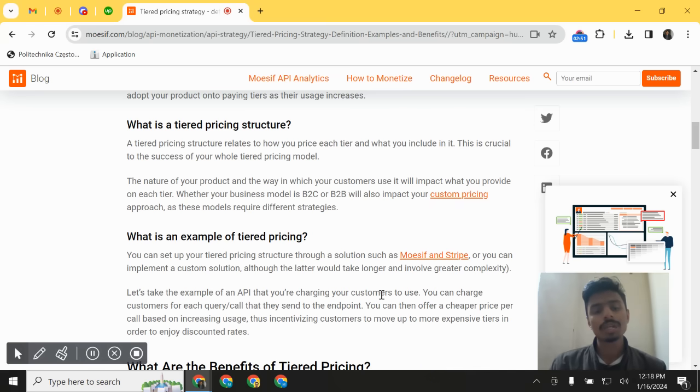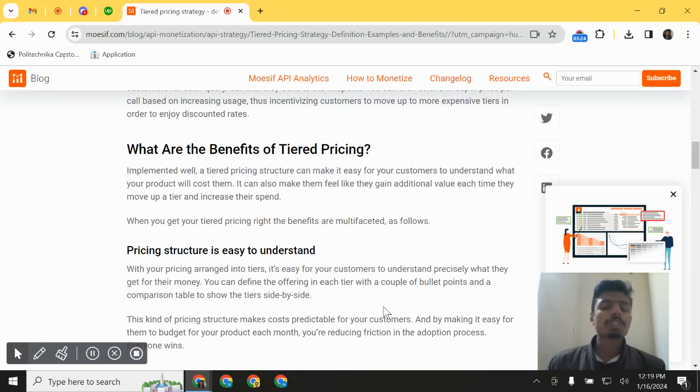What is an example of tiered pricing? You can set up your tiered pricing structure through a solution such as Moesif and Stripe, or you can implement a custom solution, although the latter would take longer and involve greater complexity. Let's take the example of an API that you are charging your customers to use. You can charge customers for each query call that they send through the endpoint. You can then offer a cheaper price per call based on increasing usage, thus incentivizing customers to move up to more expensive tiers in order to enjoy discounted rates.